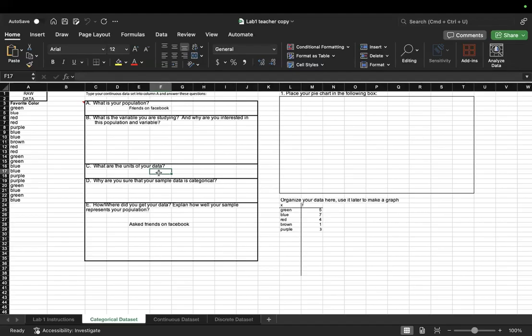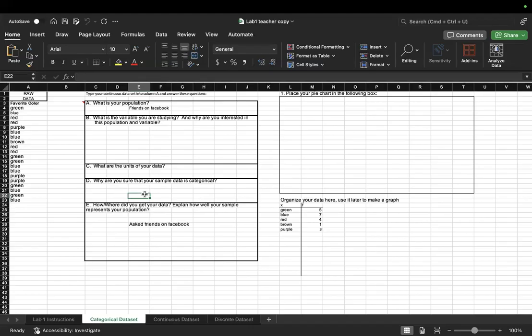I will accept either one because the units are technically things like feet, yards, miles, degrees, inches, all of that. But there aren't really units here. If you said the units are color, I'll accept it. Or you can just say not applicable or no units. I'll take either one. So on letter D, why are you sure your sample is categorical?